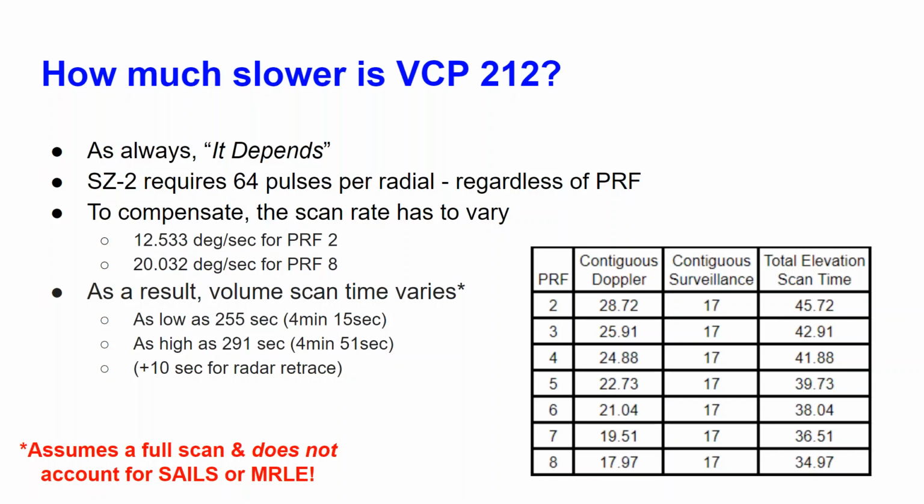So assuming a full scan up to the 19.4 degree scan and not accounting for SAILS or MESO-SAILS, you can have a variance of 4 minutes and 15 seconds to 4 minutes and 51 seconds to complete a full volume scan. Also, another thing to remember with these quoted times is that you have to give some slosh for radar retrace, which the engineering quotes is about 10 seconds. So you have to add 10 seconds when you consider the radar going up and down and then resetting, coming from 19.4 back down to 0.5.